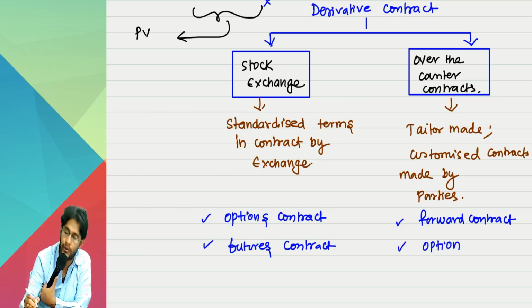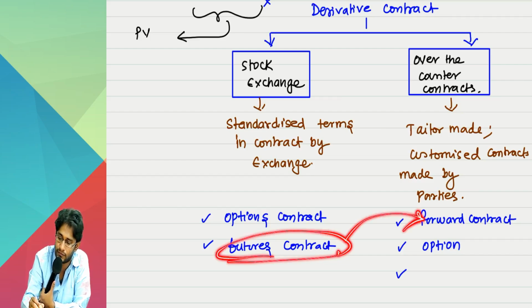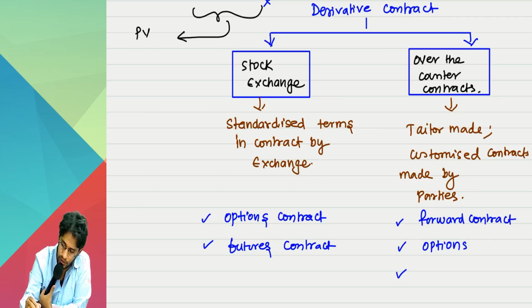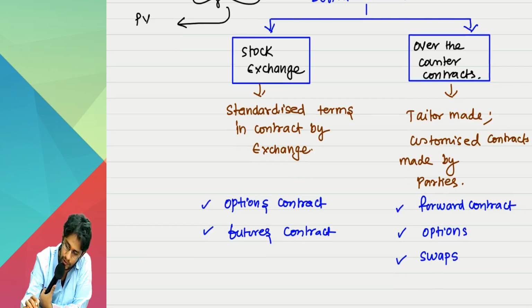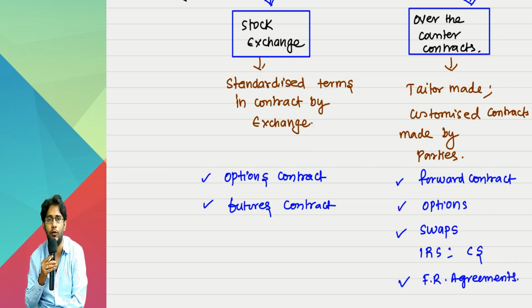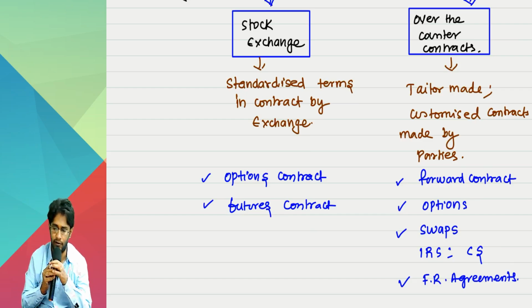An option contract can be created over the counter also. Sir, what about a futures contract created over the counter? A futures contract created over the counter is only a forward contract. Okay, an option contract can be created between you and me also across the table, or you can buy it on an exchange market also. Next, swaps. That means interest rate swaps, currency swaps, they are all over the counter contracts. Forward rate agreements. There are a lot of examples. Over the counter, there is no limit, no sir. You can create any kind of derivative you want.